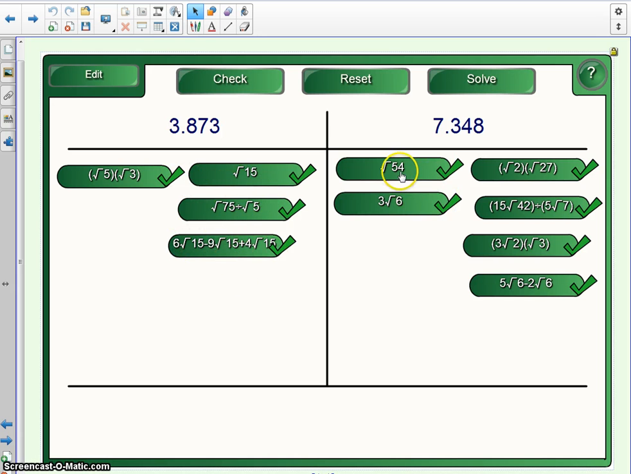You might see some other rules too. Over here, root 54 is equal to 3 times root 6. We're trying to think about where that came from. Here we have 5 root 6 minus 2 root 6, which is 3 root 6. Maybe you see something to do with like terms that might come into play. So take a look here and just see what kind of rules you might be able to try and generalize. And let's summarize them over here.